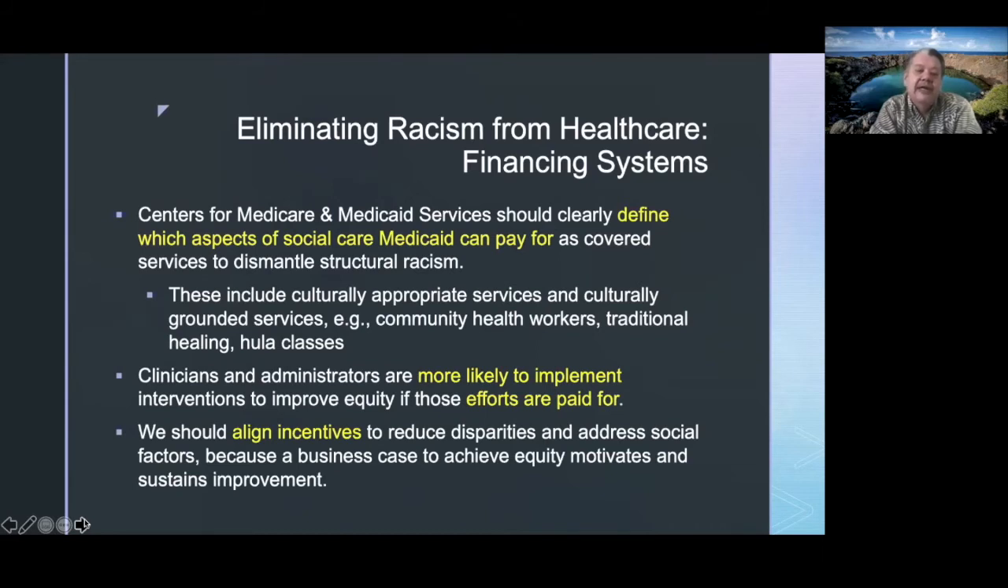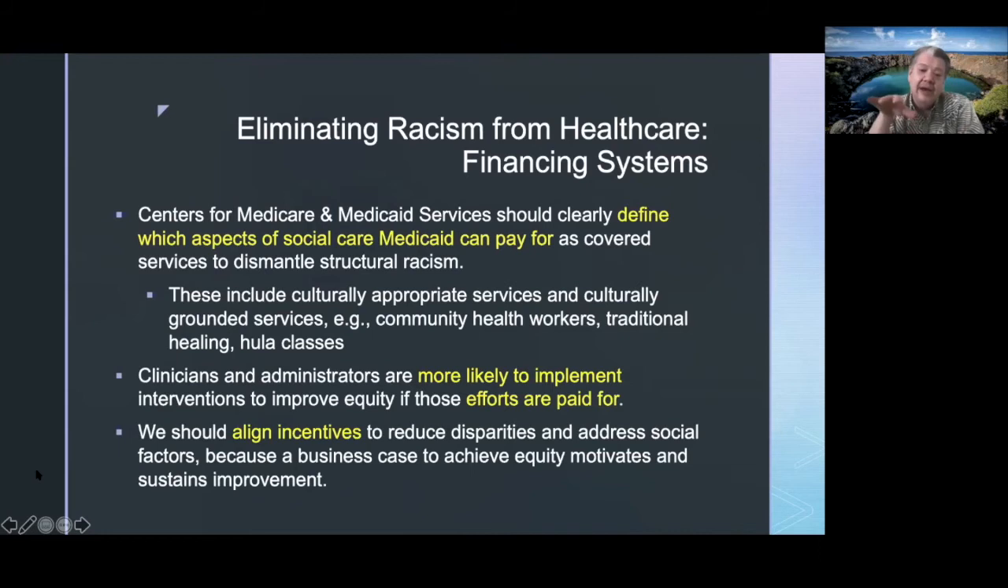Peer specialists in mental health are paid for, but not community health workers. Oftentimes they're still funded through waiver programs and other roundabout ways. Oftentimes there is some funding available for culturally based programs, but those are very specific calls and specific programs and not clearly defined under Medicaid or Medicare. And this also includes some of the traditional healing that we've been doing in Hawaii as well. Hula classes, dance classes that are culturally rooted, as forms of physical activity and exercise.